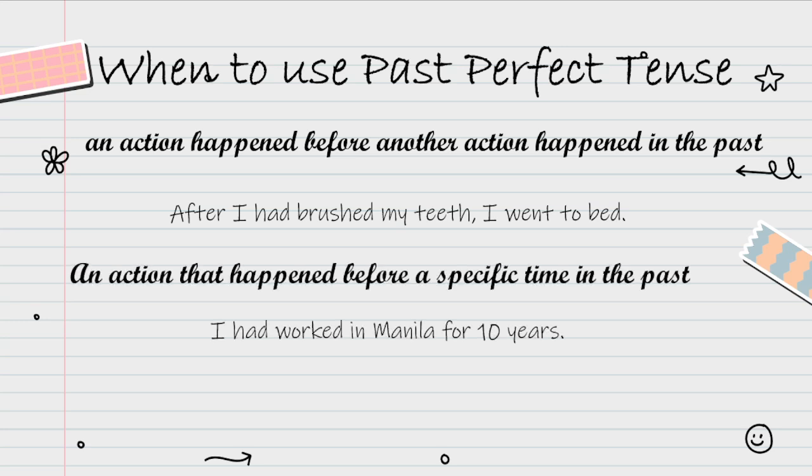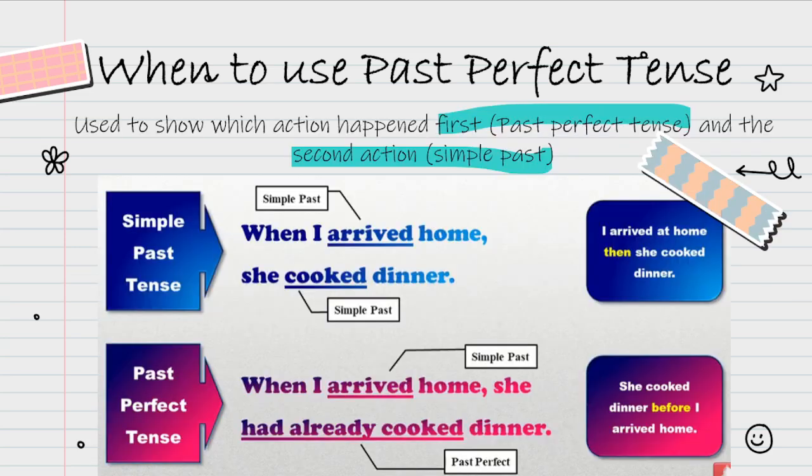Another use is for an action that happened before a specific time in the past. For example, I had worked in Manila for 10 years. You could say I worked in Manila for 10 years between 1966 and 1976, something like that. But in this case, I had worked in Manila for 10 years. It has a specific time, but we don't know when that 10 years is. Was that in the 1980s or 2000s? We don't know. So in this case, we use the past perfect tense.